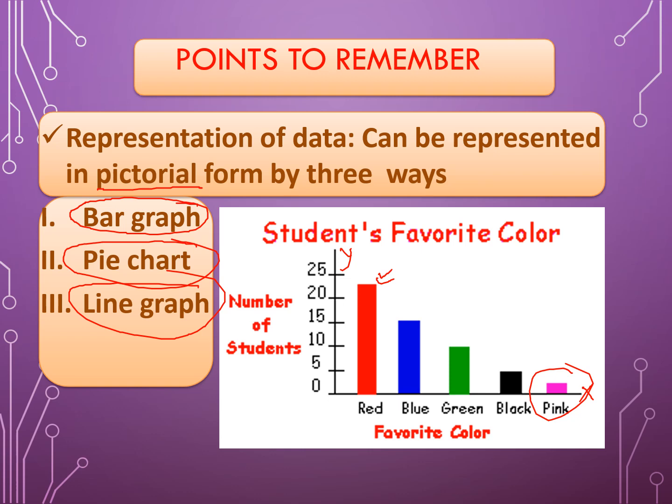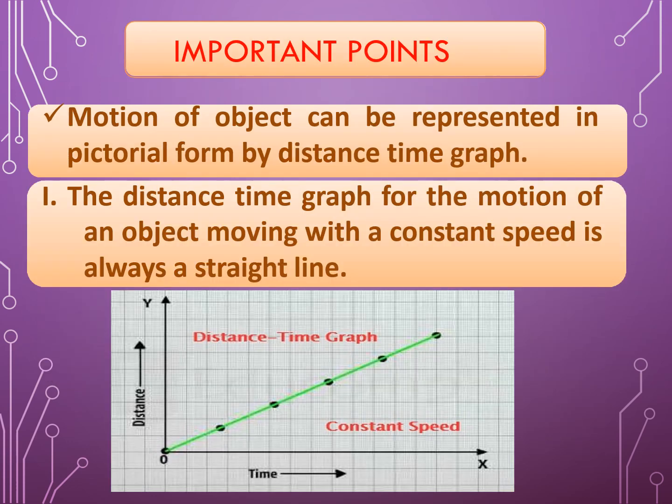Then someone asks you a question: how many students like green color? From here you can say it's roughly 10 students. The most beautiful aspect of this is that you can easily find the answer to a question without any calculation. This is the beauty of the graph. So these are some important graphs. We will discuss these graphs in the next class onwards.